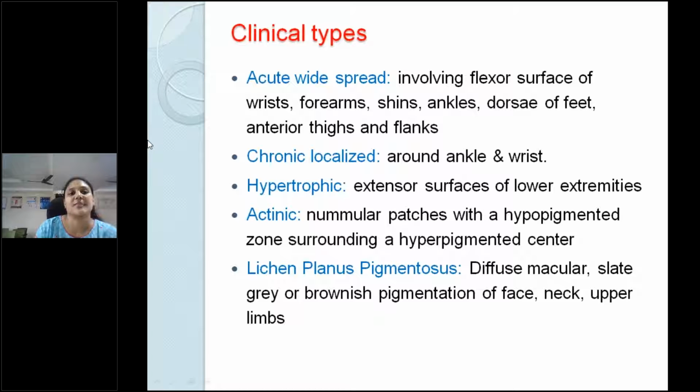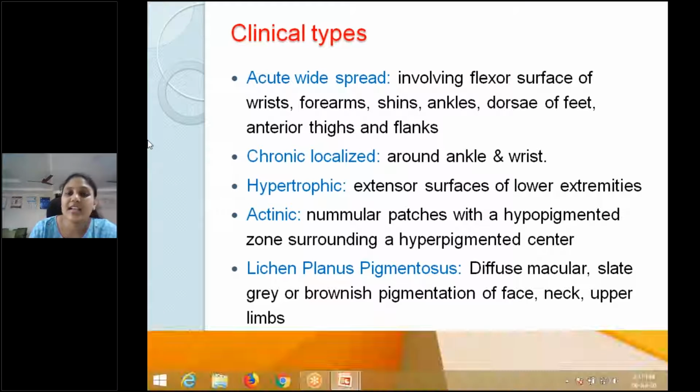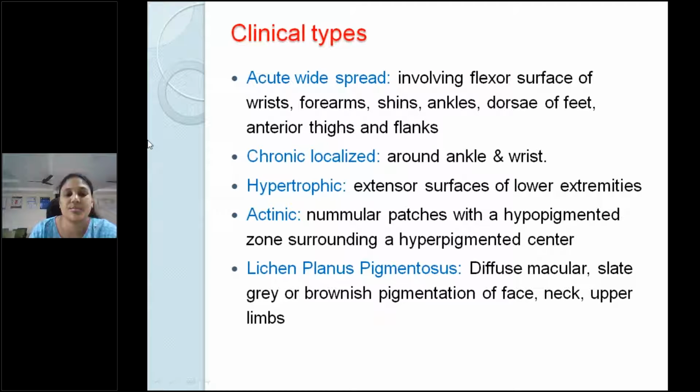And next is clinical types. One is acute widespread, involving flexures, especially wrists, forearms, shins, ankles, dorsal feet, anterior thighs and flank. And chronic localized, around ankles and wrists. And hypertrophic, this is a very important type, on extensor surfaces of lower extremities. So hypertrophic type is usually seen in the lower extremities. And next is actinic, associated with sun exposure. Here nummular patches, that is round patches with a hyperpigmented zone surrounding a hypopigmented zone, is seen.